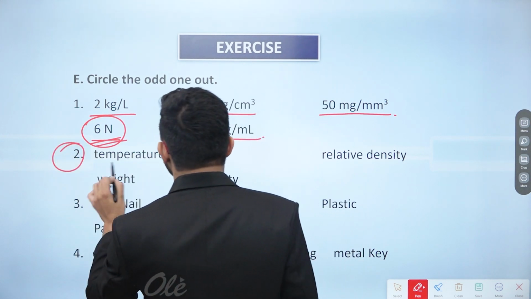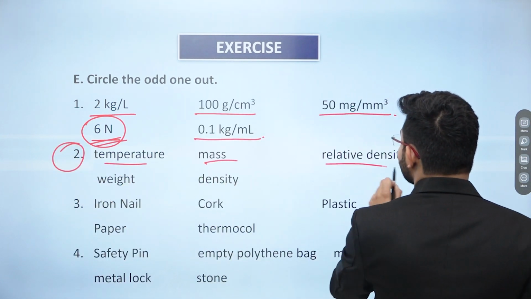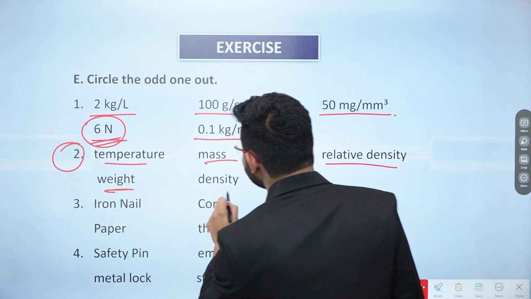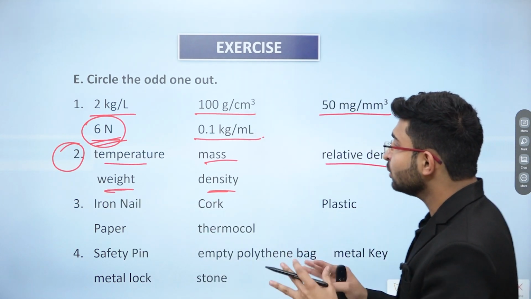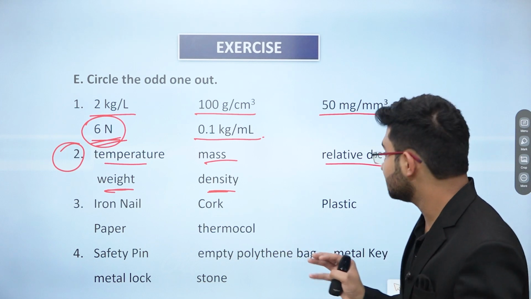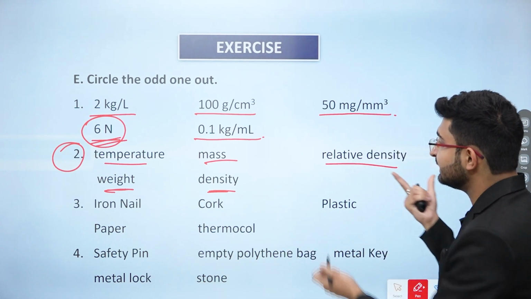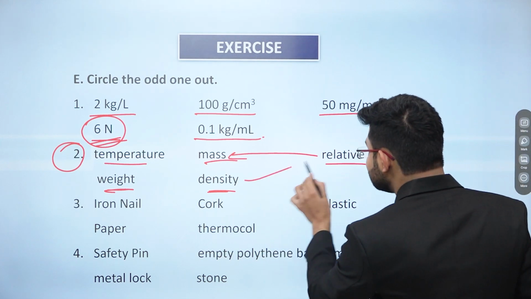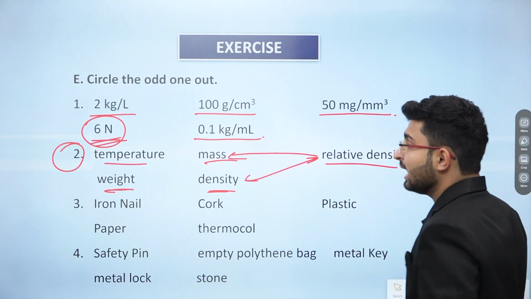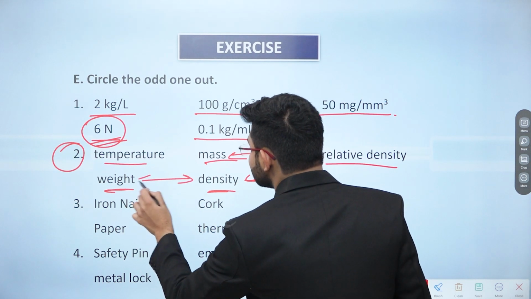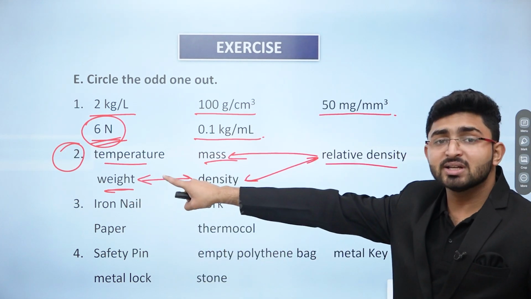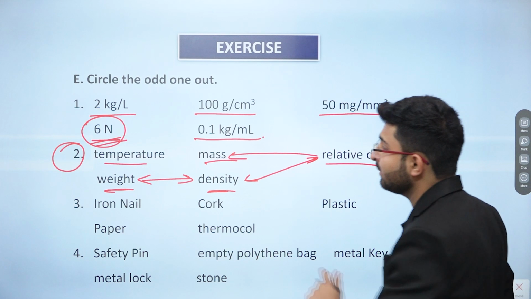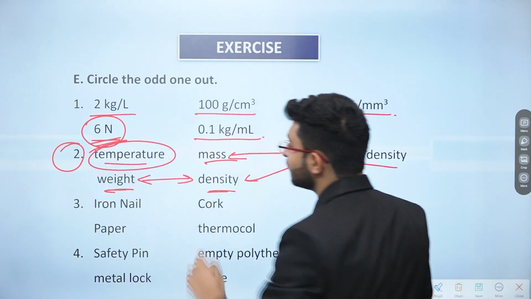Next one says temperature, mass, relative density, weight and density. Now it is going to ask you which one is a different term. Here you can see it is relative density. Mass is relatable to relative density, yes. Density is relatable to relative density, and weight is also relatable to density, right? But temperature is not relatable to any one of them, so that's why temperature will be the odd one out.